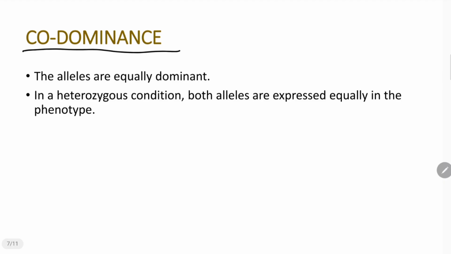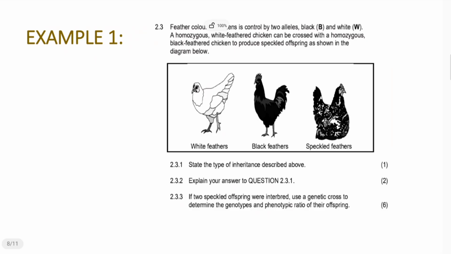To go back to our starting example, if we had a black cow and a white cow, with the black fur being controlled by capital letter B and white fur being controlled by capital letter W, an offspring with the genotype capital letter B, capital letter W, would be black and white, simply because the alleles for black fur and the alleles for white fur are equally dominant. And when they're equally dominant, they become expressed equally in the phenotype. So this is codominance. We're also going to focus on codominance when we focus on blood groups, right? Let's perform an example involving codominance.